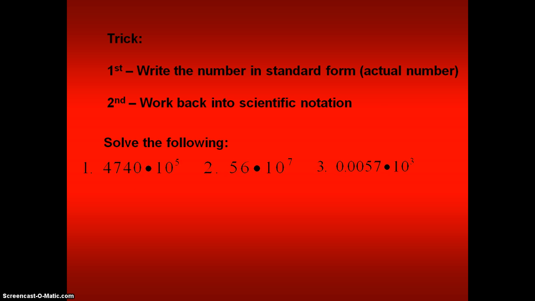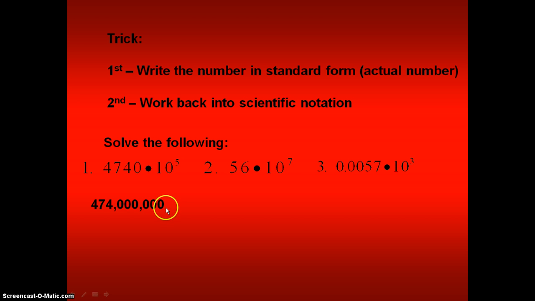So we're going to solve the following. We have 3 problems up here for us. We're going to take this and put it into standard form. That's the first thing that we need to do. The decimal place is to the right of the 0. If I move it into standard form, I'm moving the decimal to the right, 5 spaces. My new number is going to be 474 million. And if you think of this as money, this is clearly a good amount of money to have.